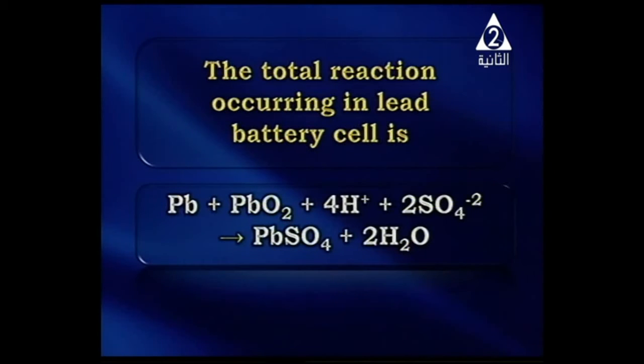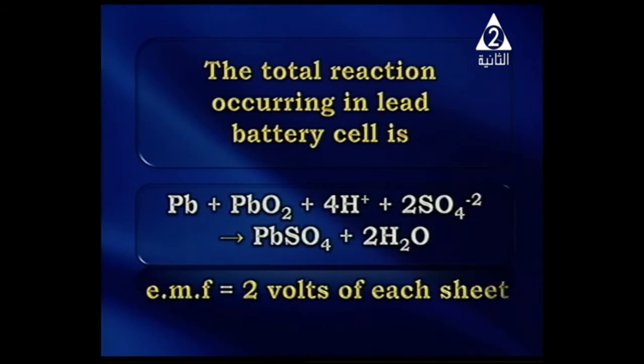And here the total reaction occurring in a lead battery cell is Pb plus PbO2 plus 4H+, it's H2SO4, and we have SO4 2- as the anion. So here Pb, lead, plus lead dioxide plus 4 hydrogen ions plus 2 ions of SO4 2- gives us PbSO4 plus 2H2O. This reaction is in one direction, so I have nothing after this one.